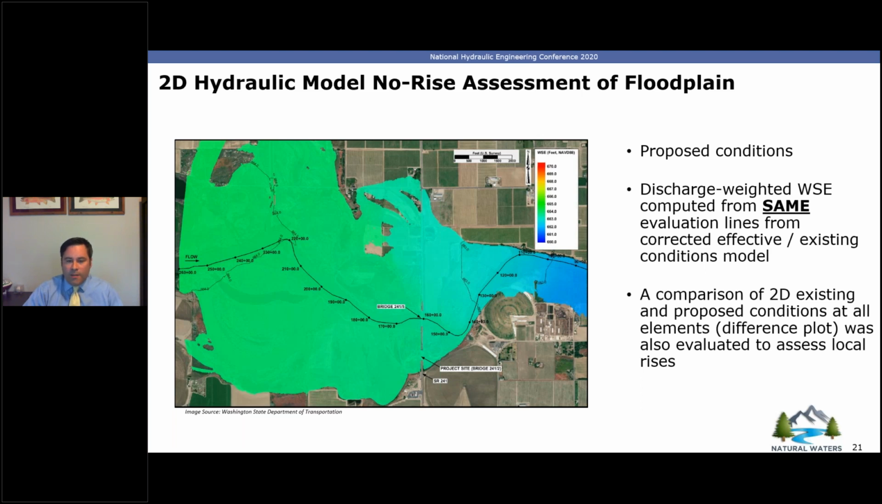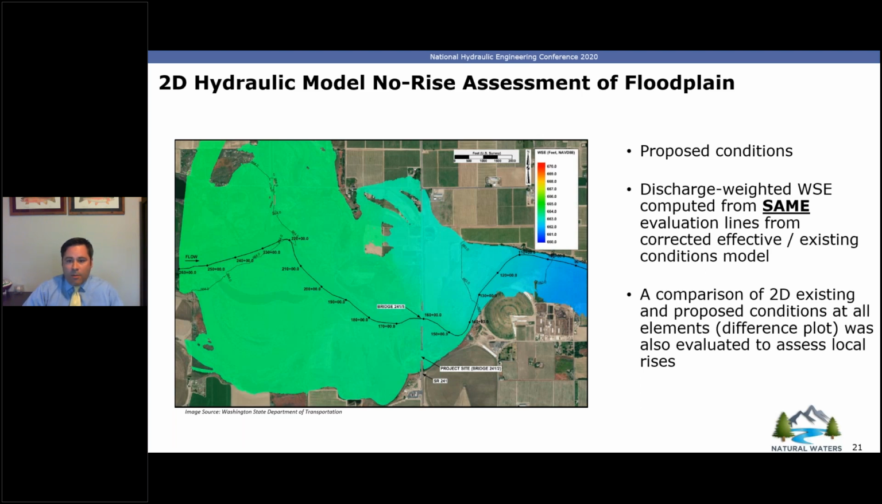So again, that critical step of utilizing the water surface elevation contours from that existing conditions model, turning those into evaluation lines, and then you would go in and put in your proposed conditions. In this case, again, the main stem bridge didn't change, so we didn't have to update that, but the floodplain bridge in this case was a new bridge, so that new geometry was placed in the model and ran.